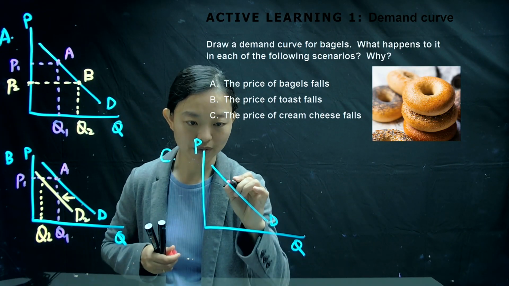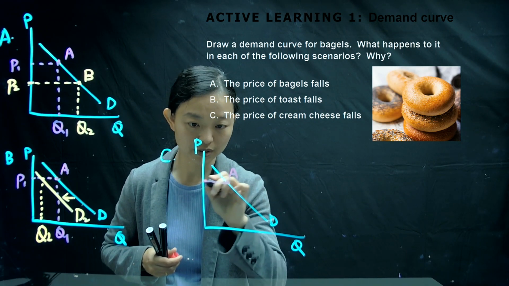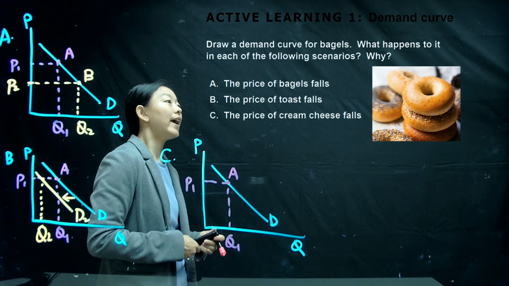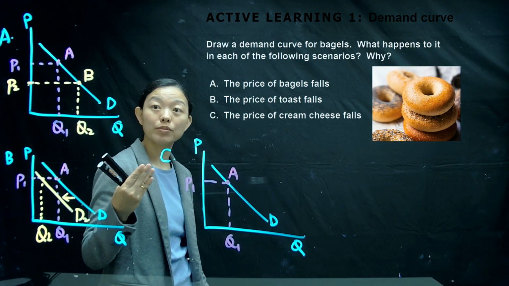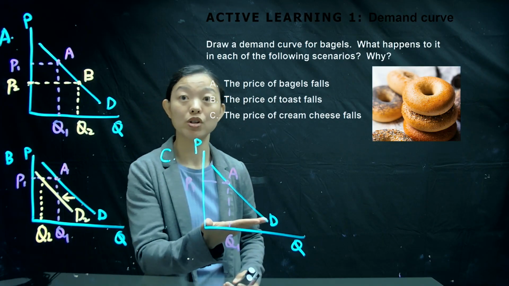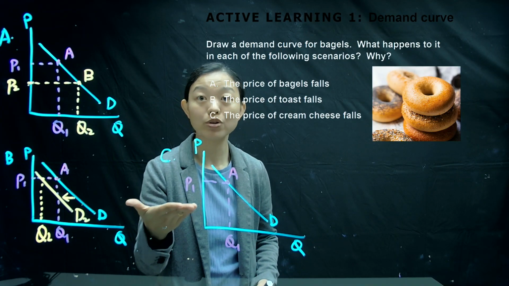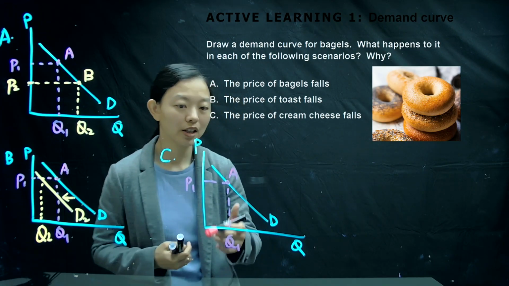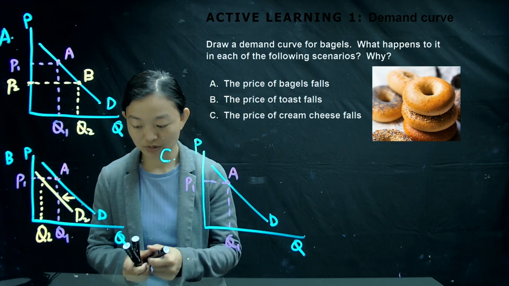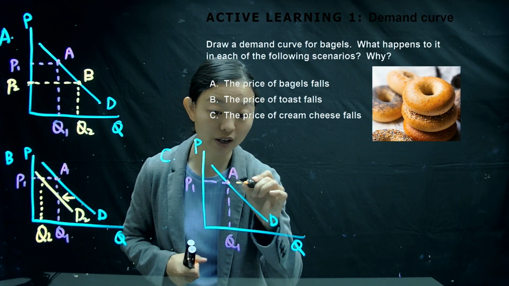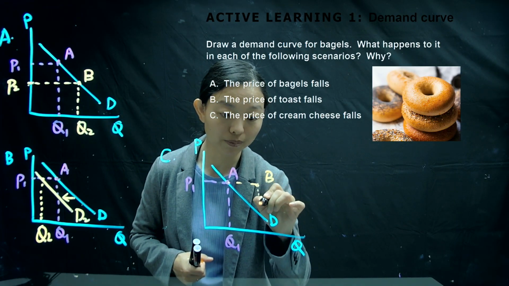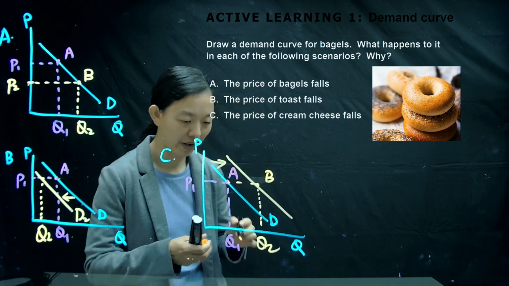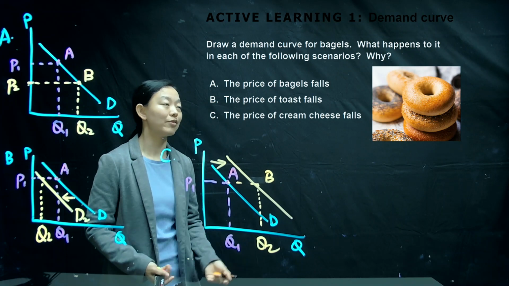This is the original demand for bagel, okay? This is the price P1, Q1. Let's just continue. If the cream cheese price becomes cheaper, consumers buy more cream cheese, and at the same time, they probably will also buy more bagel, right? So even if the bagel's price doesn't change, because the cream cheese price becomes cheaper, consumers now also would like to buy more bagel. So it will shift the demand curve to the right-hand side.